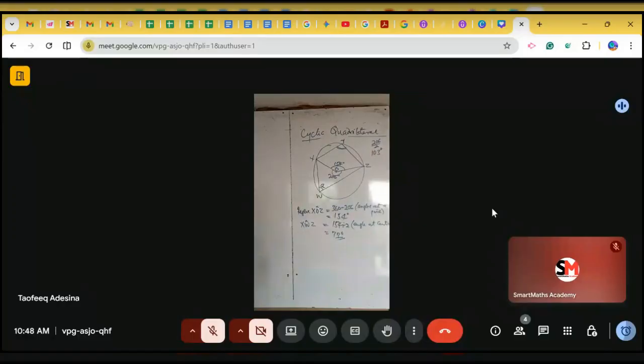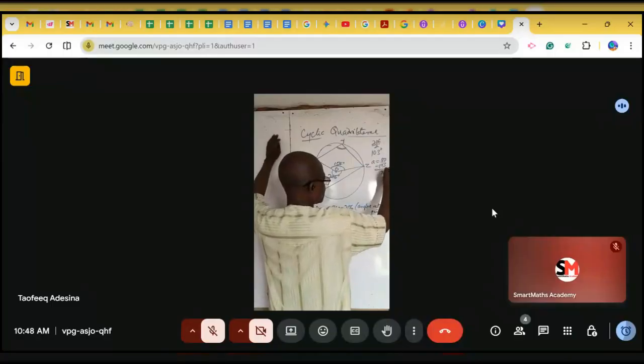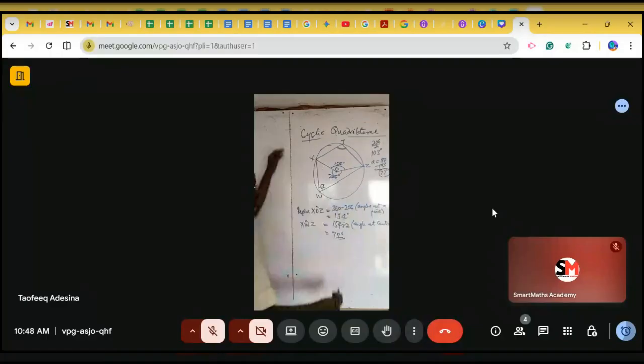So based on the theorem, this plus this gives the answer. You can use this approach. This answer is okay. Always start by studying the diagram and look at which theorem is applicable, so that you know how to approach that particular question.